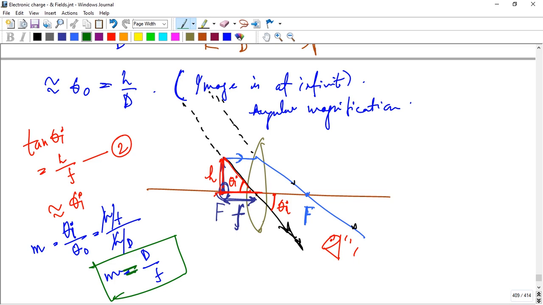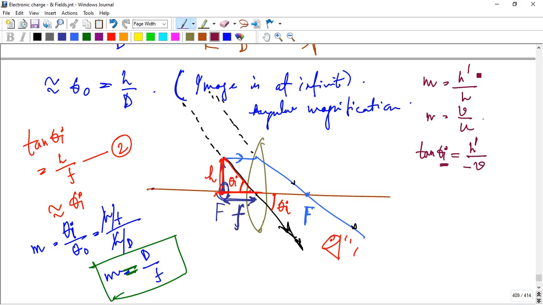And there is another way you can prove this for angular magnification. Okay, so the way is like that. We know that the magnification m is equal to h dash by h, image height by object height, and m is also image distance by object distance. And here you see that tan theta I is equal to the image height h dash by the image distance, and that image distance is far behind, on the backside, so that is minus v.